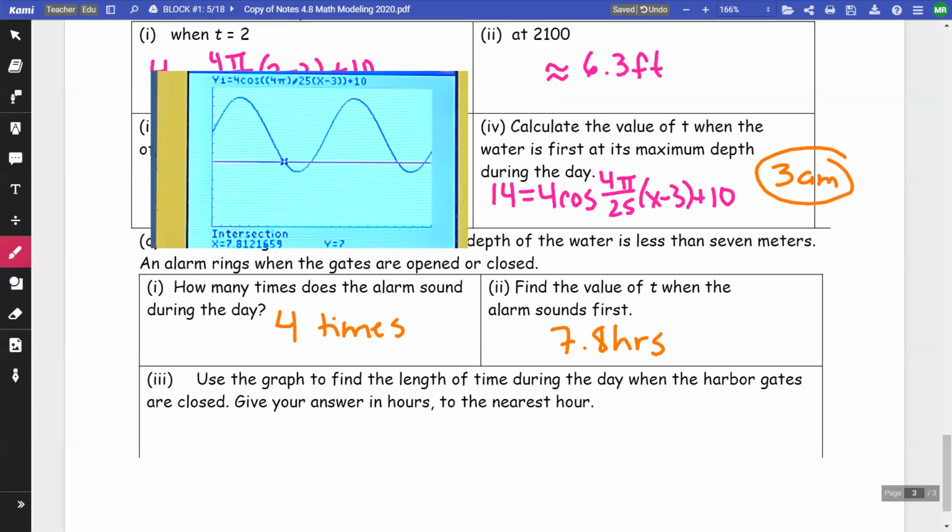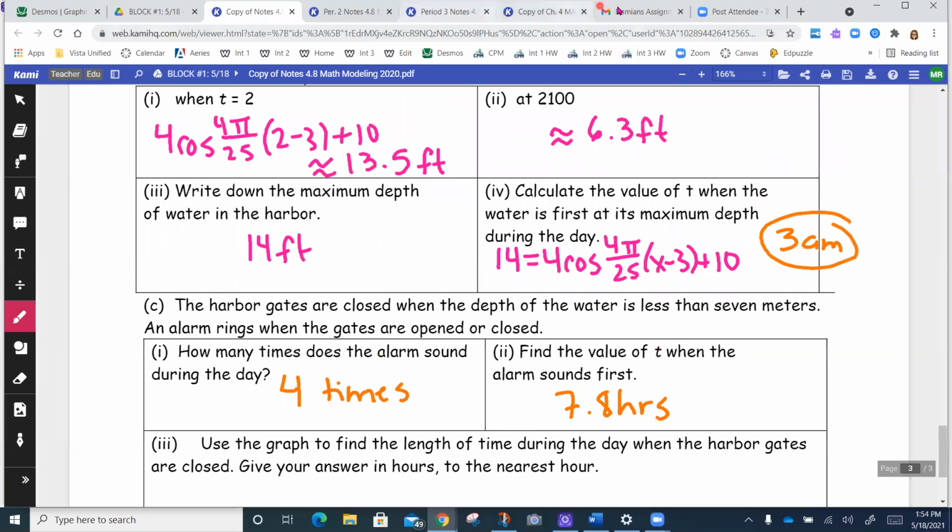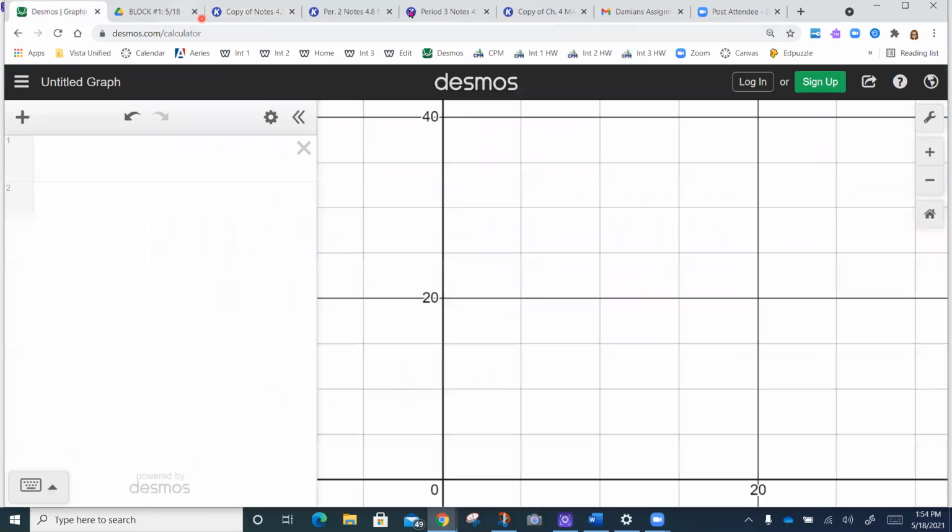And it says use the graph to find the length of time during the day when the harbor gates are closed. Okay. So for this, I'm going to do this on Desmos. I can do it here and kind of figure out, but I'm going to do it on Desmos. So let me get my Desmos up.